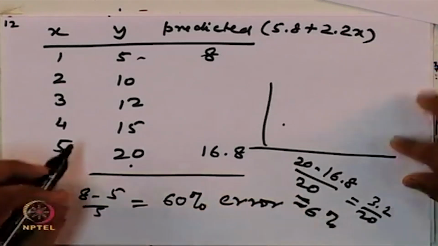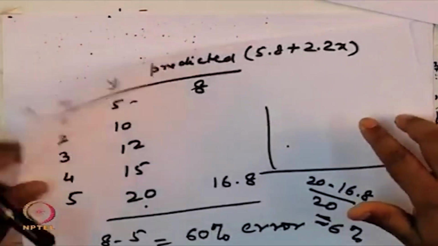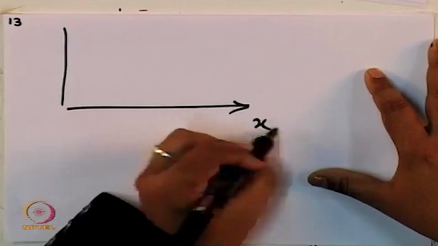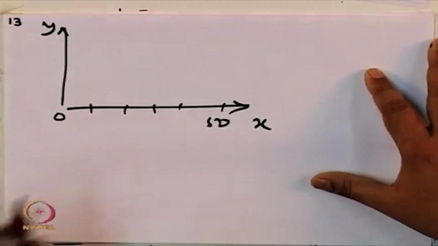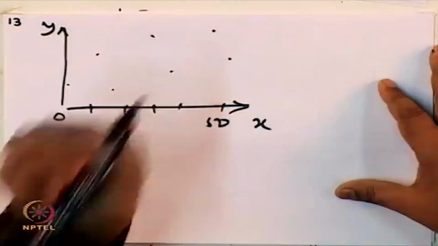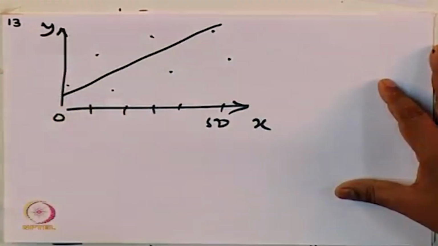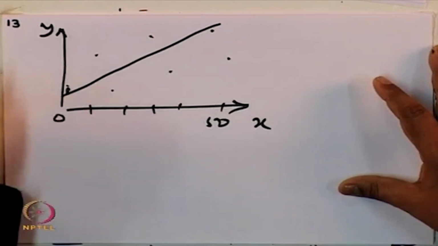So, this brings us to a very important point. When you mark these errors as y increases, let us say in a particular case my x varies from 0 to 50, and let us say these are my points. When I am here, this error is actually insignificant.